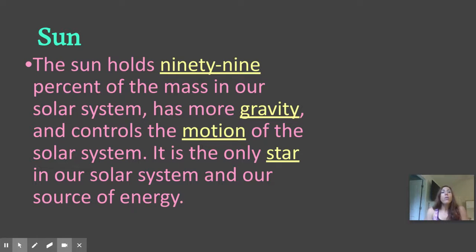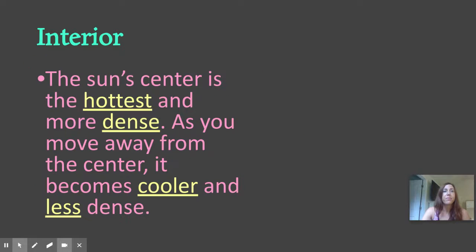So the sun holds 99% of the mass in our solar system, and it has more gravity and controls the motion of the solar system. It is, I've mentioned before, the only star in our solar system, and it is our source of energy. The sun's center is the hottest and most dense, and as you move away from the center, it becomes cooler and less dense.